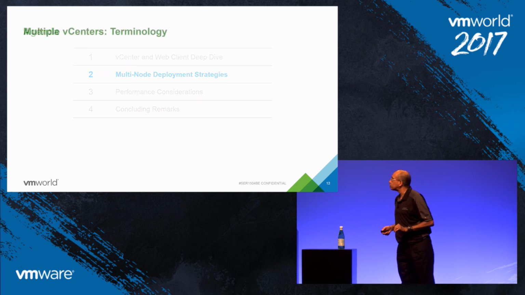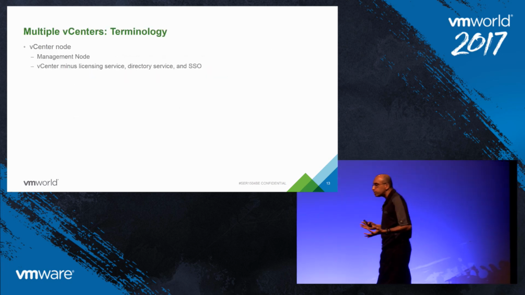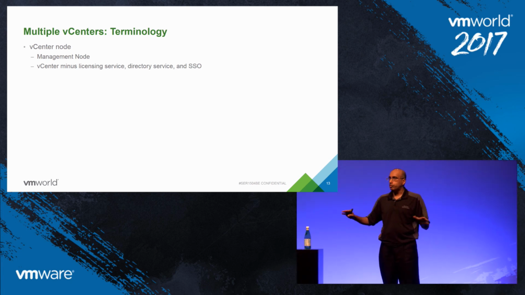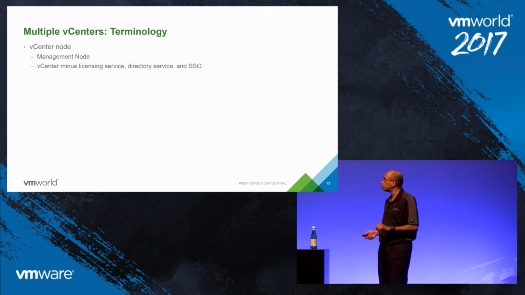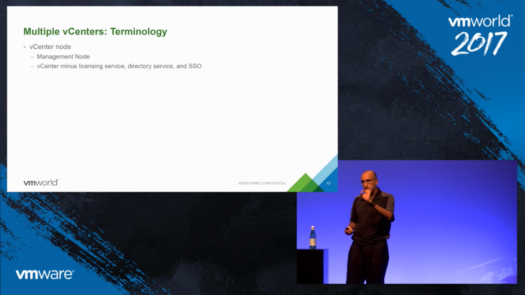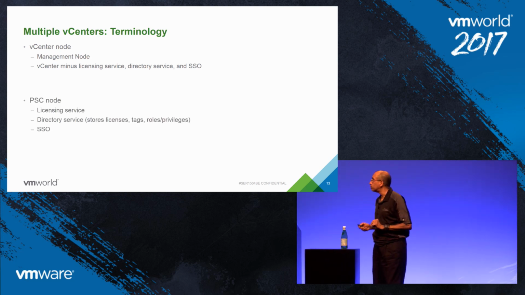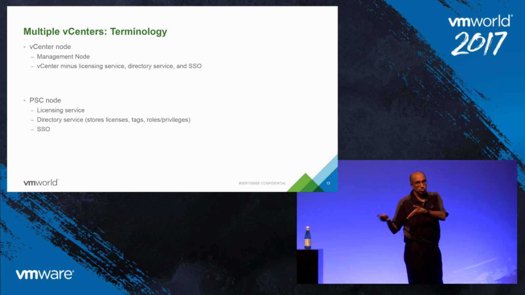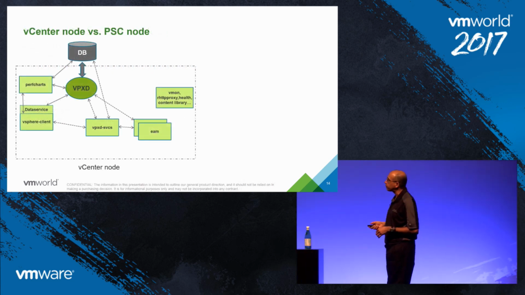Now let's look at multiple nodes. So just to normalize everybody's terminology, when I say vCenter node, and I'm dealing with a configuration in which you have a separate vCenter node and PSC node, or Platform Services Controller node, the vCenter node is basically everything except licensing, directory service, and SSO, and you'll see why in a moment. The PSC node is all of those components. So rather than viewing them just as text, let's view it graphically.